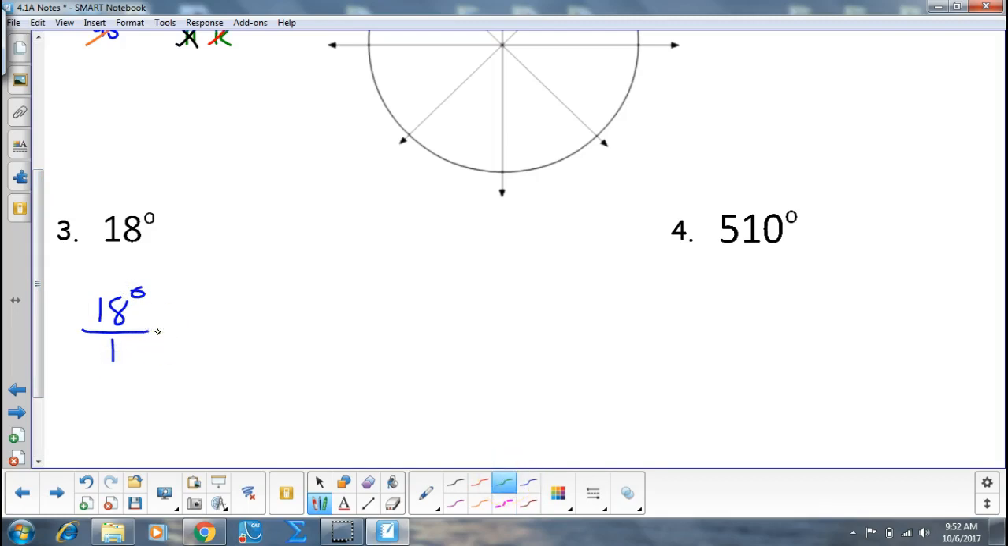Which would be, so 180 degrees times pi radians. So the degrees cancel each other out. 18 goes into 180 10 times. So we get pi over 10 radians there. Yes, okay.